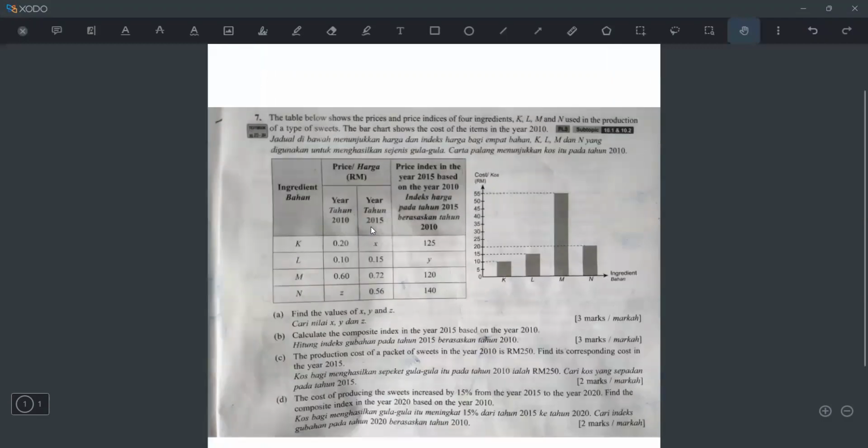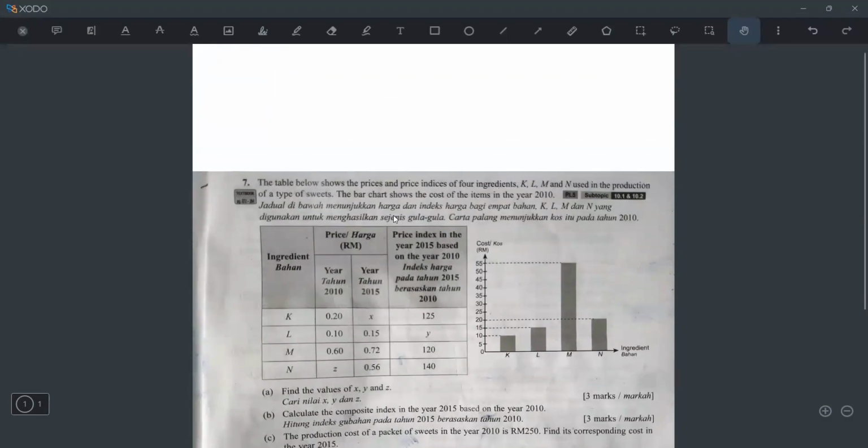Alright, let's continue. Let's zoom in a bit. Let's see number 7. The table below shows the price, where P means price and I means price indices, of 4 ingredients K, L, M, N used in production for a type of sweets.